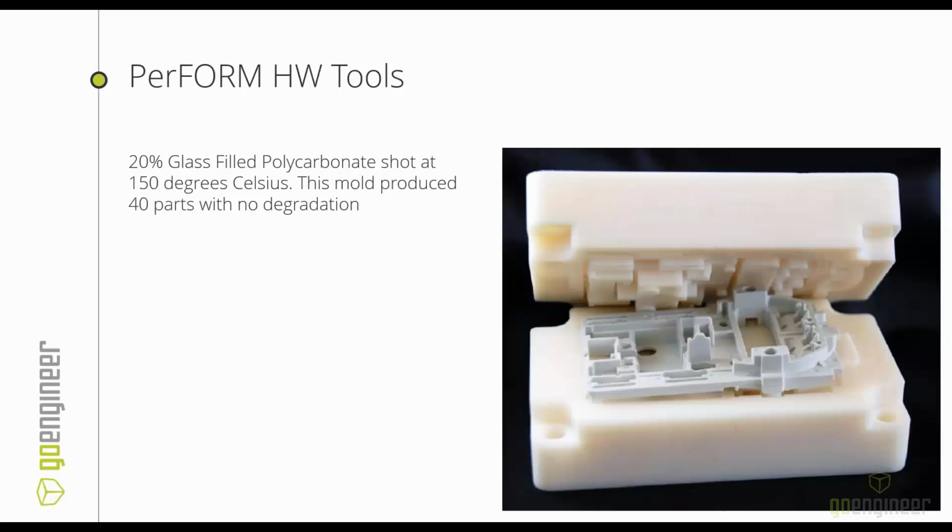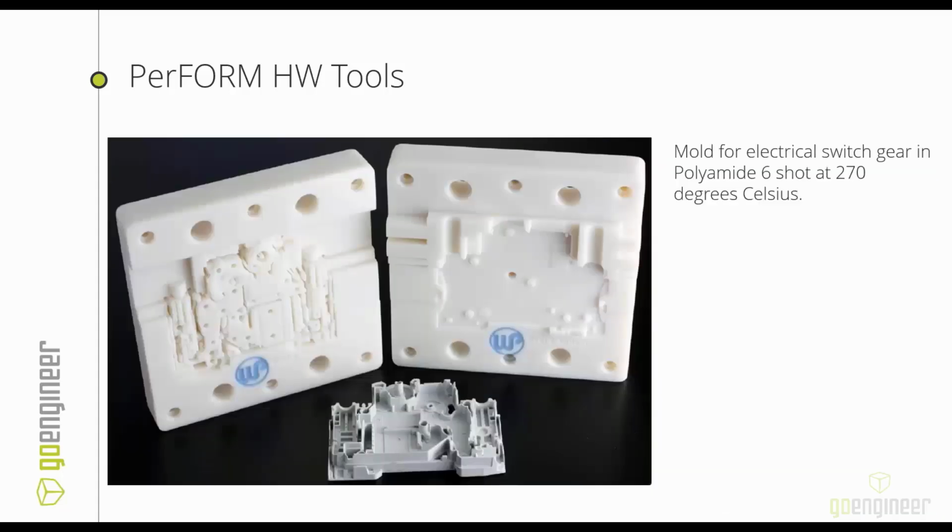So there's an example of one of the Perform tools, and that's kind of the one we were showing earlier. This is a 20% glass-filled polycarbonate, shot at 150 degrees Celsius into this mold. Very small geometries, fine details in there. They were able to do 40 parts in there with basically no degradation. Now, thanks to the stiffness and the high heat resistance of it, you can actually do real-world applications with that. And that one from earlier at the beginning of the slideshow, you can see all the little details in there.